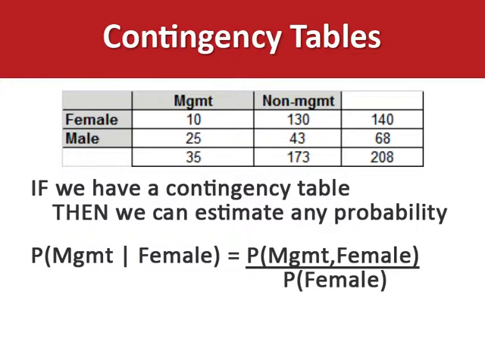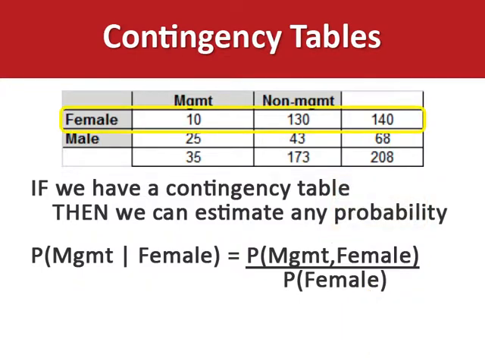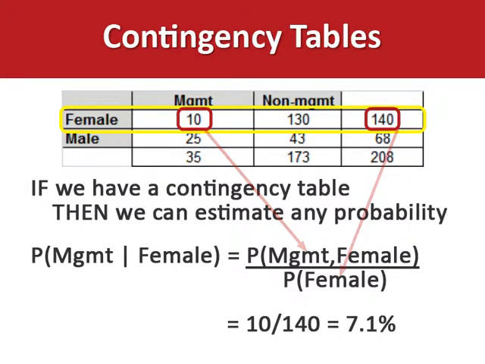Now, the basic probability theory equation is that the conditional probability equals the joint probability over the marginal probability. And that might sound a bit fancy, but it's pretty obvious. All we have to do, if we're assuming that we're given female equals true, is we limit what we're looking at to the row where female equals true. And in this case, 10 of our people are female in this row out of a total of 140. So the probability that someone is management given that they're female is 10 over 140, or just over 7%.